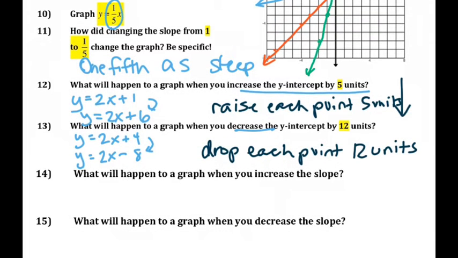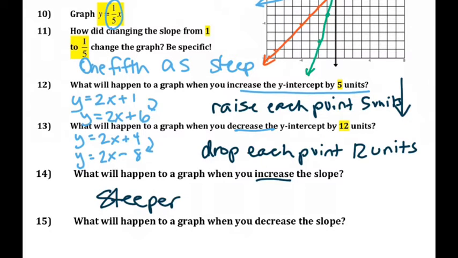Number 14, what will happen to a graph when you increase the slope? So when you go from 1 to 3 to 5, what's happening to my slope? It's going up 1 over 1 versus up 3 over 1 versus up 5 over 1. So it's going to get steeper by whatever degree.